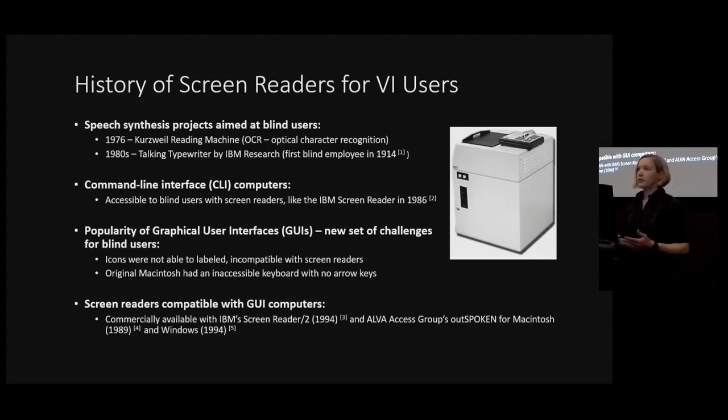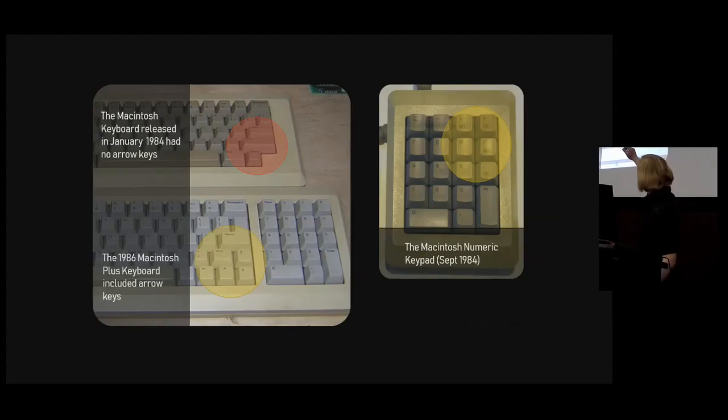So the icons were not able to be labeled, so they were incompatible with screen readers. And also the original Mac had an inaccessible keyboard which had no arrow keys. So you can see here at the top, it's the original keyboard that was created in January 1984. In September 1984, they did create the numeric keypad that does have the arrow keys at the very top. But you also had to purchase that for another $100, and that's 1984 $100. But 2 years later, in 1986, they did include the arrow keys with the Macintosh Plus keyboard.